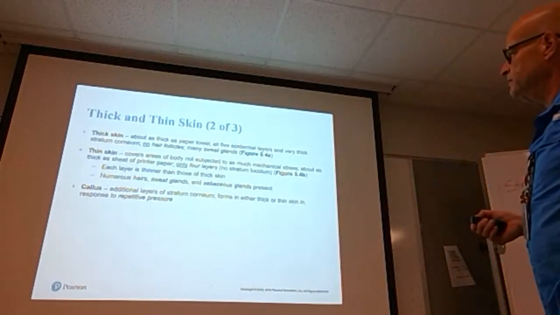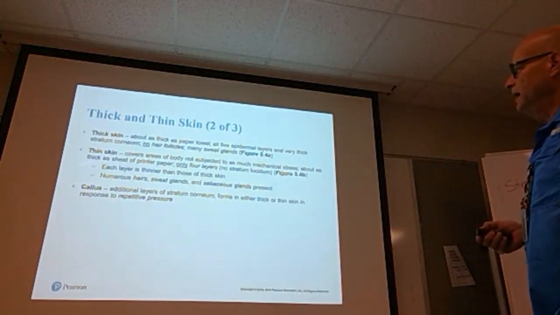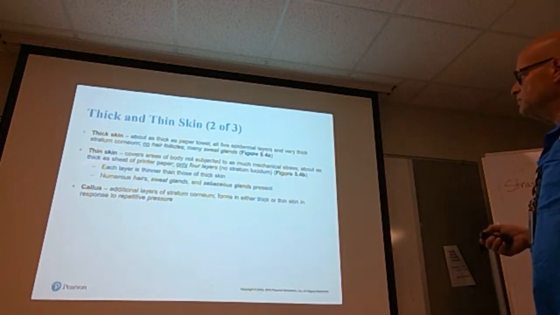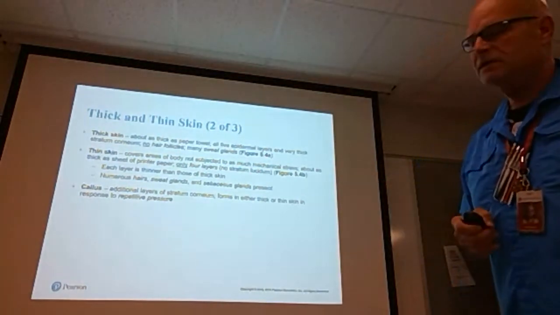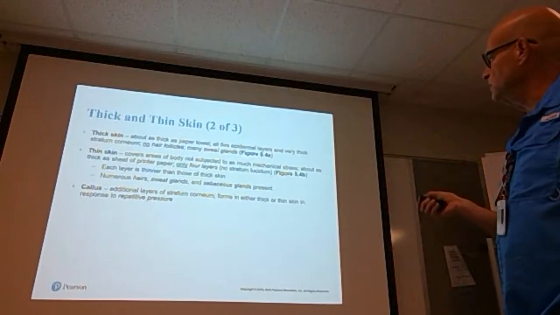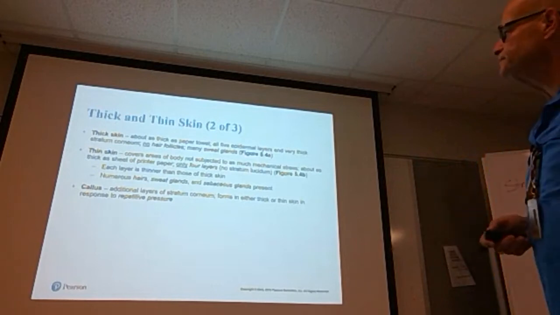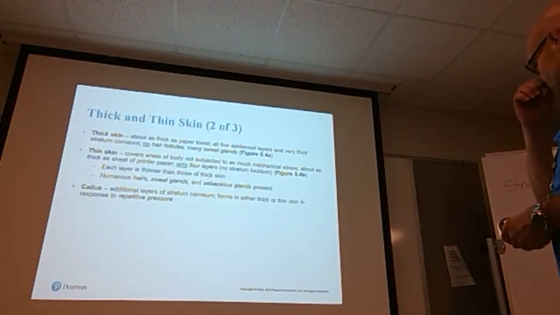Thin skin covers the areas of the body not subject to as much mechanical stress, basically everywhere else. It's about as thin as a sheet of printer paper. It only contains 4 layers. There is no stratum lucidum, so you can almost bet there will be a question on your next exam. Which of the following layers would you expect to find in thick skin? Stratum lucidum. Which of the following layers would you not expect to find in thin skin? Stratum lucidum. Each layer is thinner than those of thick skin, so each one of the individual layers. And in thin skin, there are numerous hairs, sweat glands, and sebaceous glands present.